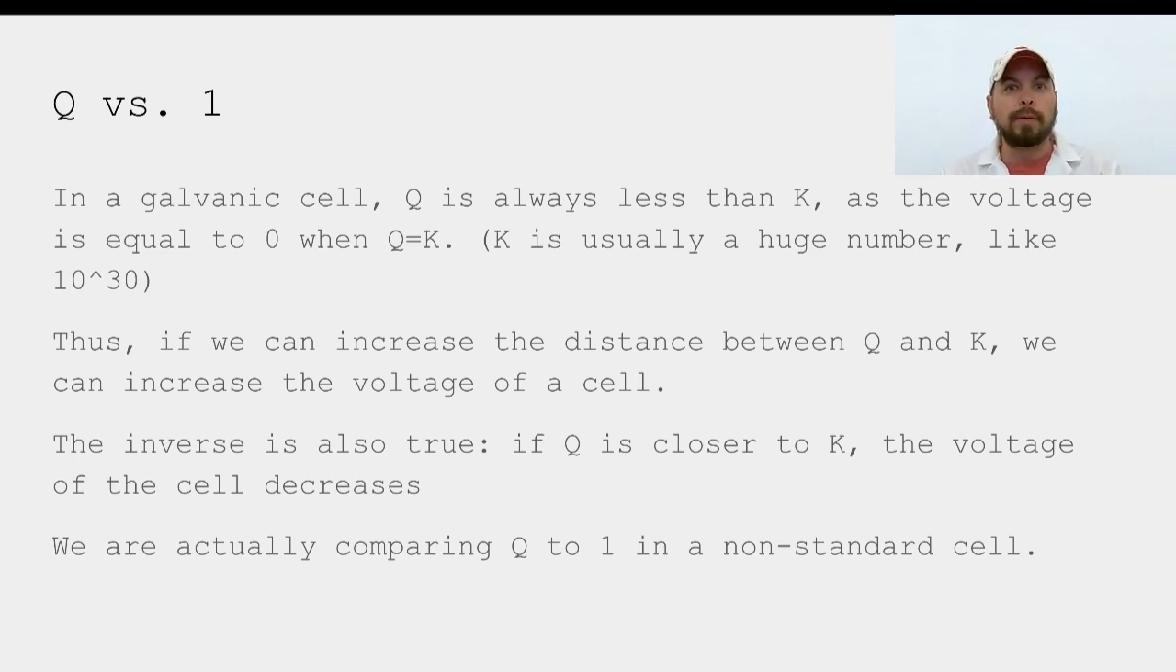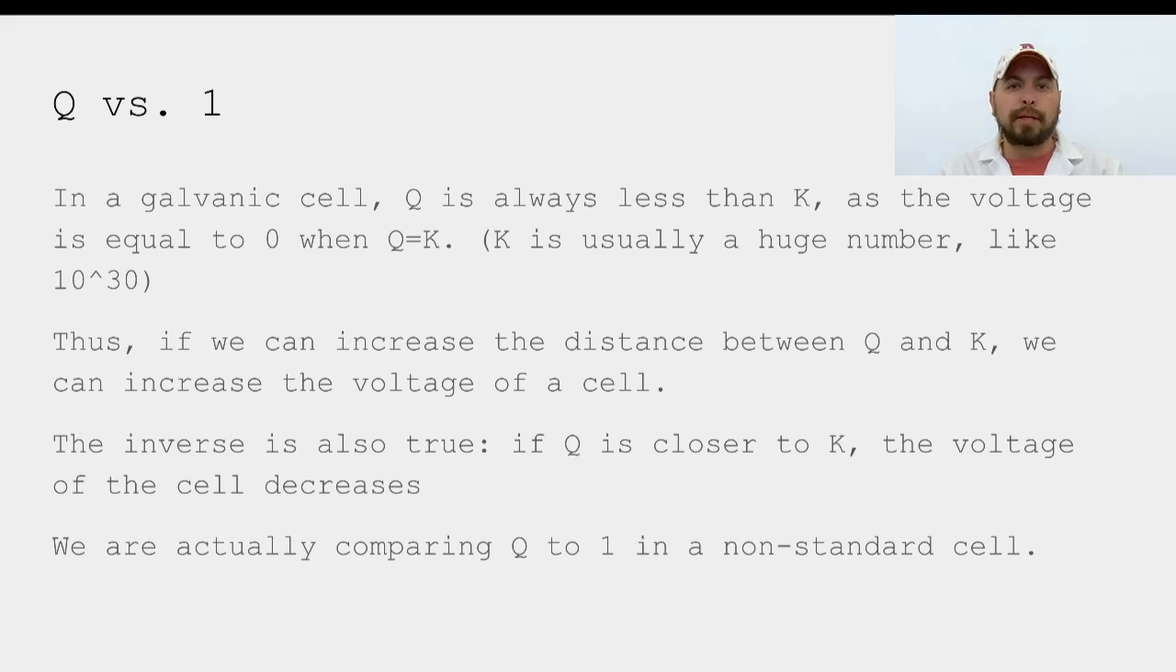So what we're comparing Q to is 1. The reason we're comparing it to 1 is because it is a standard cell, a standard battery. The voltage is going to be when the concentrations of your ions are each equal to 1 molar concentration. And if I look at the Q calculation here, 1 over 1 is 1. And it doesn't even matter what your K value is relative to your Q in that situation. It's all about whether the Q is greater than or less than 1.